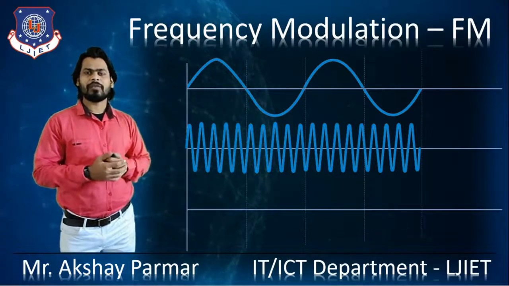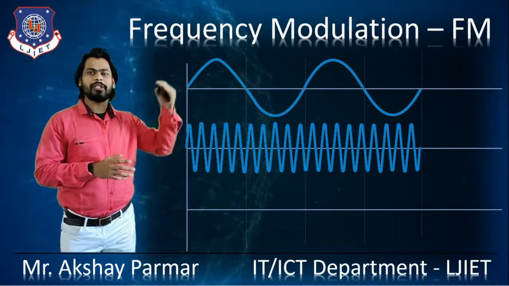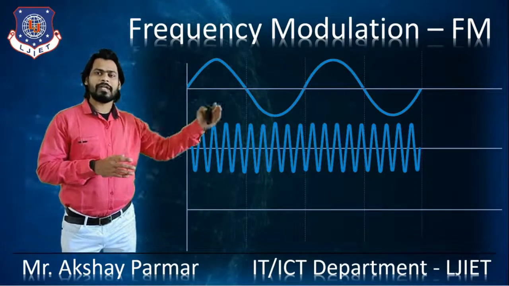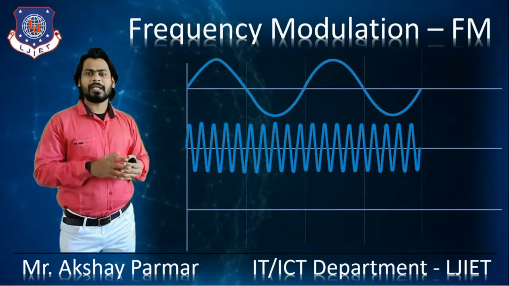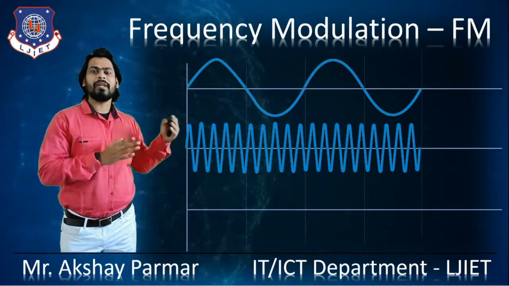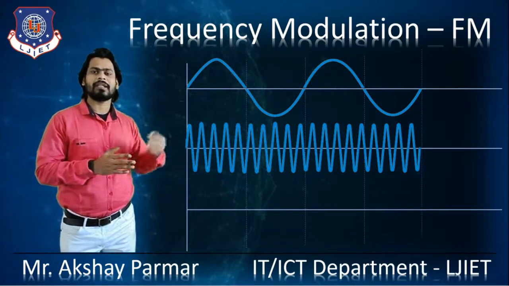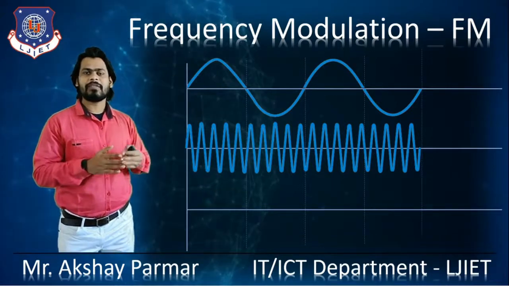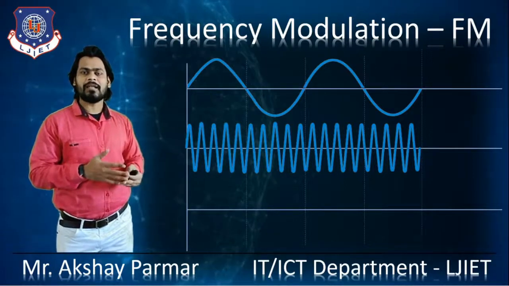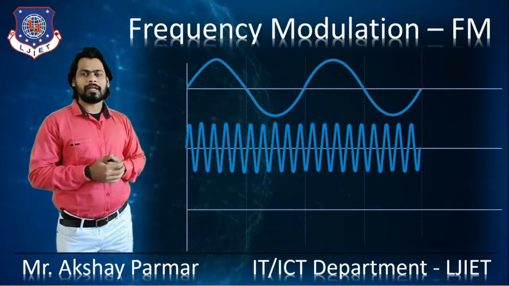So how are we doing that? For that, we are changing the frequency, right? For the positive side of the input signal, we represent it by a carrier signal with a higher frequency. And whenever we are representing the negative side of the input signal, we change its frequency to a lower one. That's how we change the frequency of the carrier signal, and we represent that same input signal with a carrier signal, right?